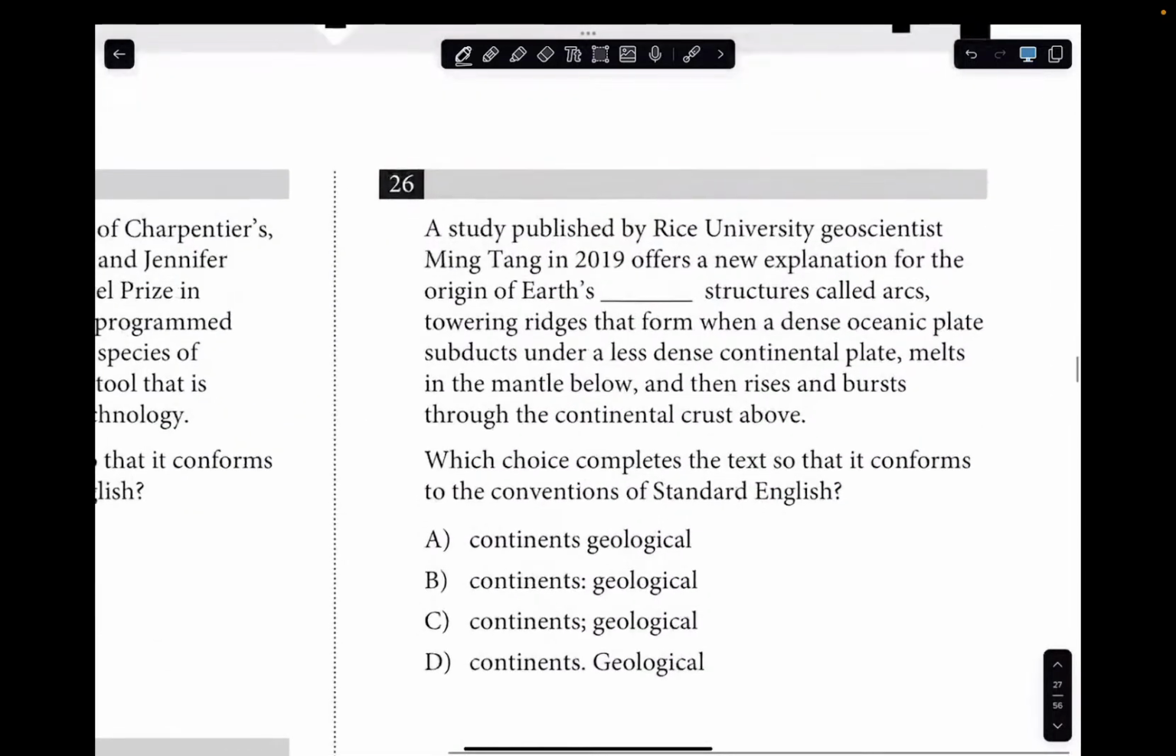26. A study published by Rice University geoscientist Ming Tang in 2019 offers a new explanation for the origin of Earth's blank, which are structures called arcs, towering ridges that form when a dense oceanic plate subducts under a less dense oceanic plate, melts in the mantle below, and then rises and bursts through the continental crust above.